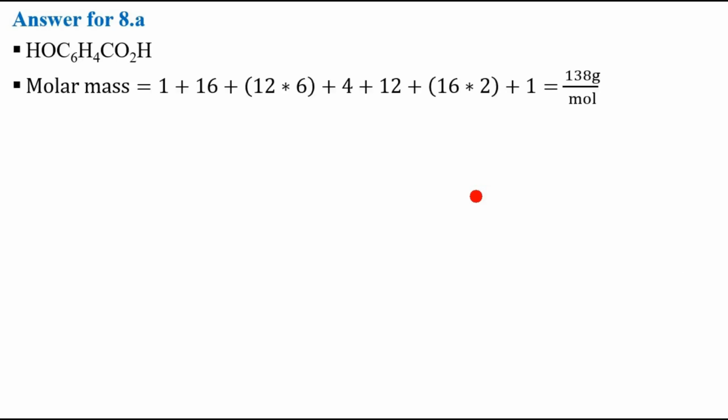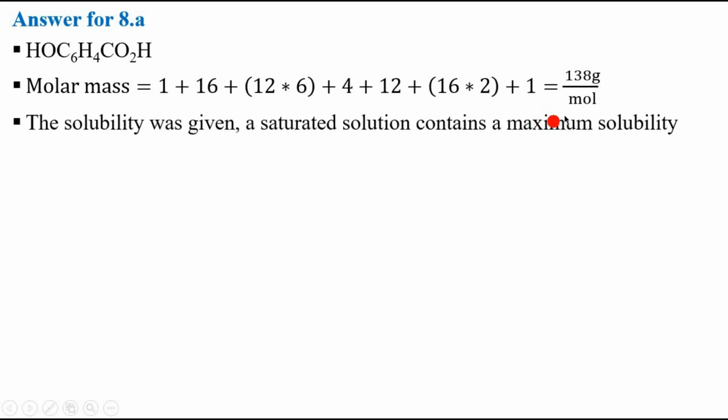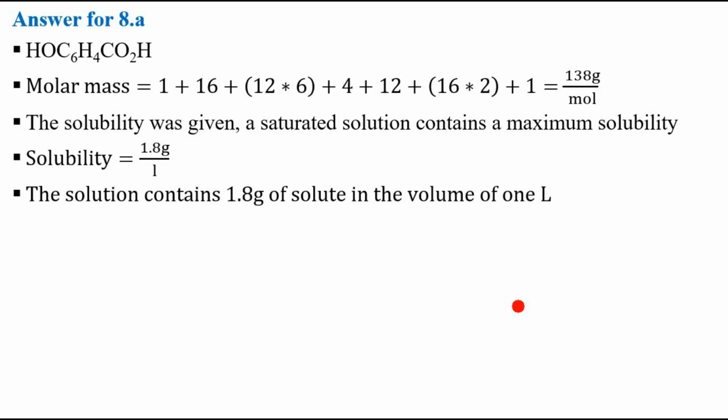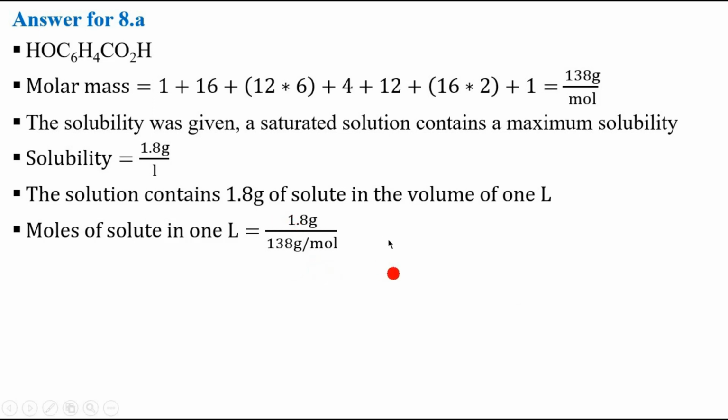So we need to determine the moles. We have the molar mass of salicylic acid, which is 138 gram per mole. We also have the solubility that was given as 1.8 gram, meaning 1.8 gram of solid per liter of solution. Then we can convert the gram into moles by taking the grams and dividing by the molar mass. Then we have 0.013 mole per liter, or molar, as the concentration of salicylic acid.